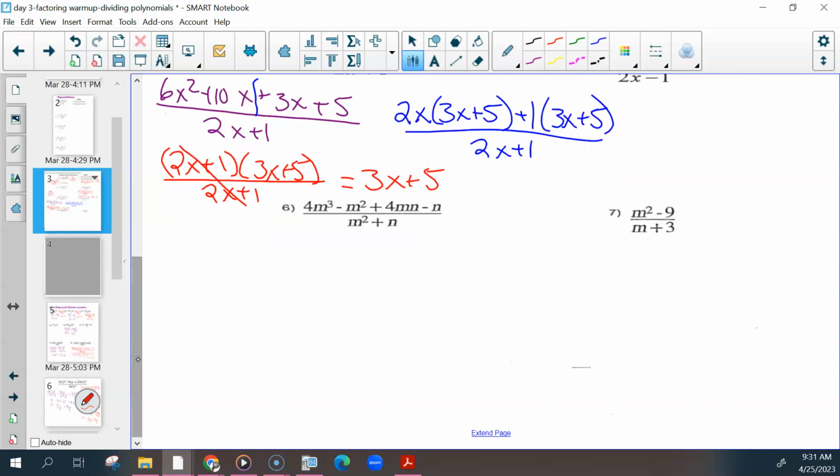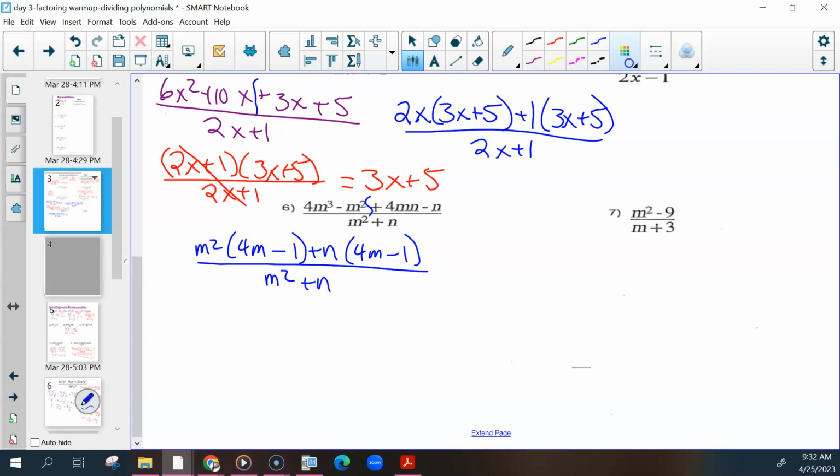For 6, this is already a grouping problem, so we're just going to continue grouping. Split the middle. What do the first 2 have in common? M squared. If we divide that out, what's left? What do the second 2 have in common? N, positive n. And if we divide that out, what's left? So then if we rewrite our factors, m squared plus n, 4m minus 1, all over m squared plus n, what would be left when we cancel?